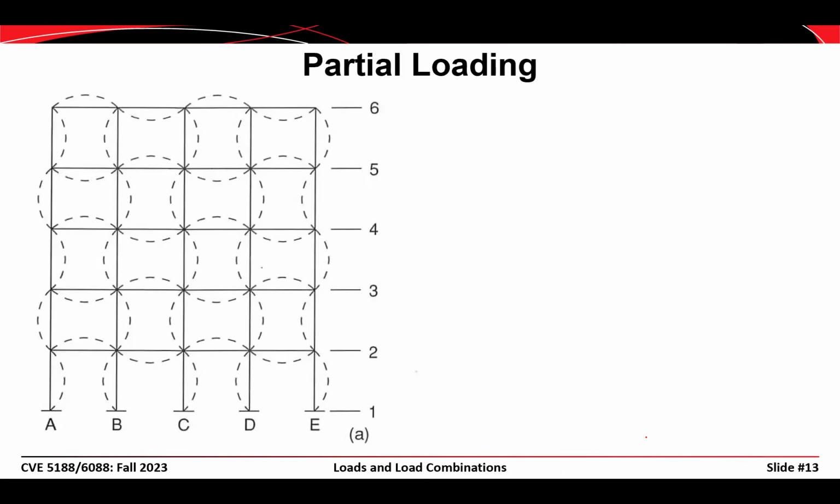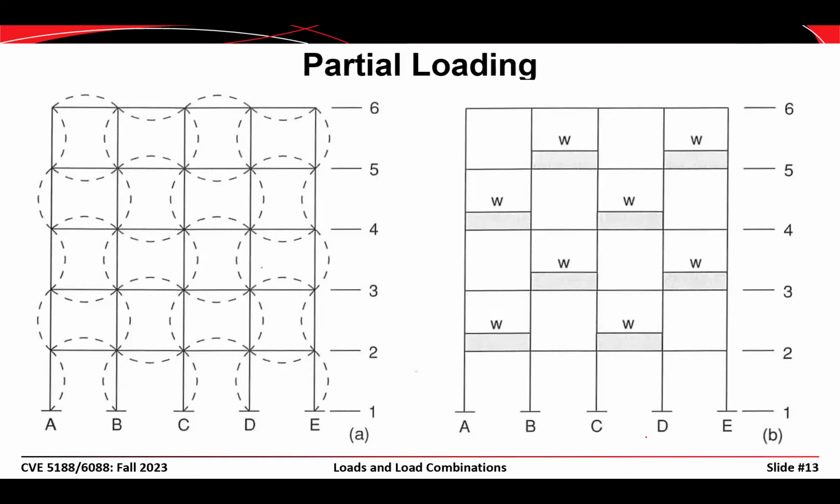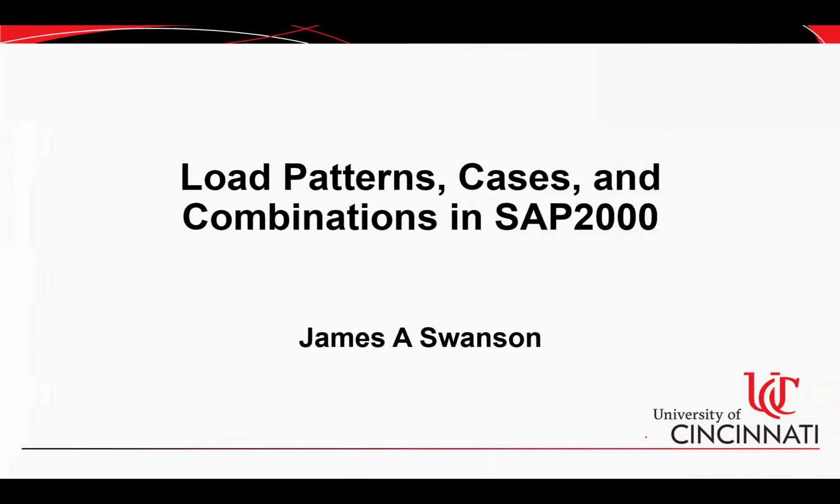In this case, we're looking at the influence line for moment in basically every other bay. And if you wanted to maximize the bending moment, then you would load it with a loading that looks like this. This is often referred to as a checkerboard loading, which leads to the maximum bending moment in the structure. So how do you go about accounting for that? In the analyses we've done so far, we're basically just putting on a live load and a dead load. So how do we account for these checkerboard loadings? Well, let's go ahead and look at it in SAP first.